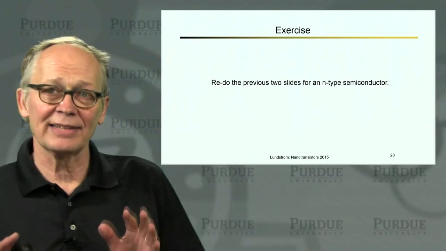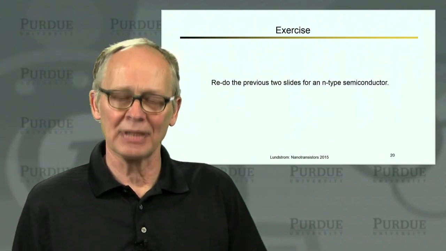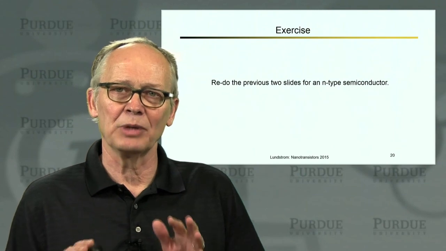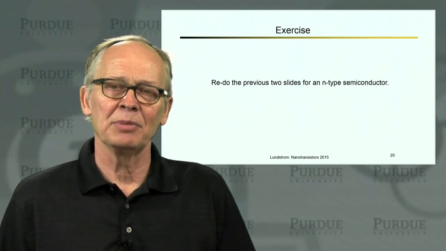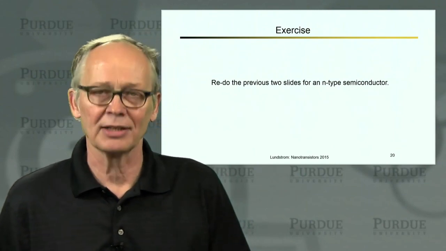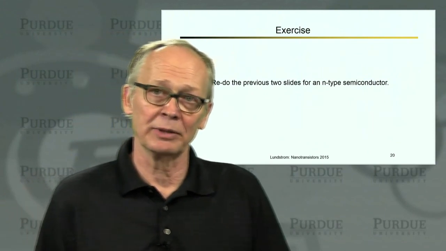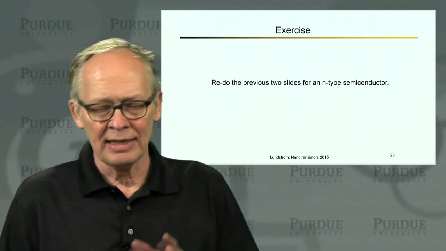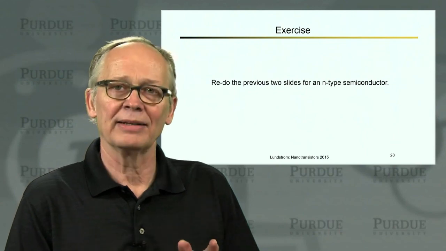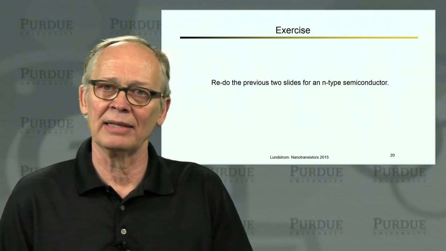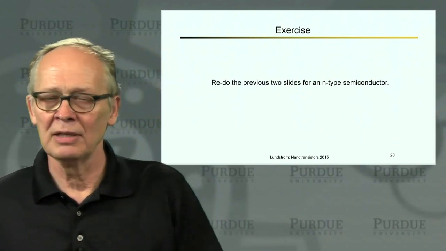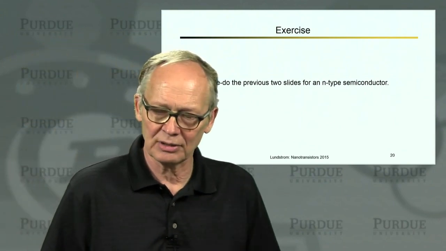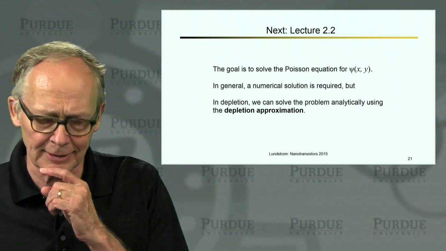Okay, now if you want to test your understanding of these concepts, a good way to do that is to repeat what we have just done, but assume an N-type semiconductor. So that's a semiconductor we would use to make a P-channel MOSFET. And draw the band diagrams for accumulation, flat band, depletion, and inversion for an N-type semiconductor bulk. That's a good way to test your understanding there.